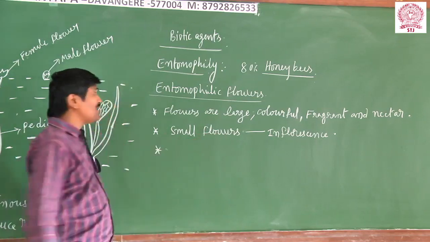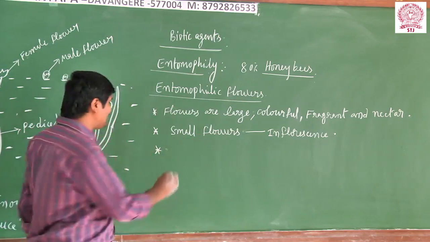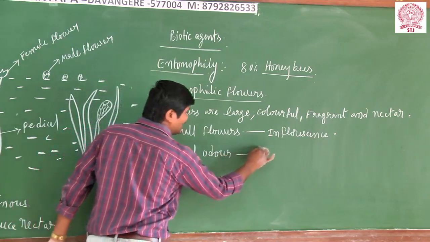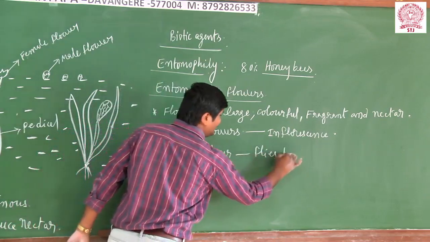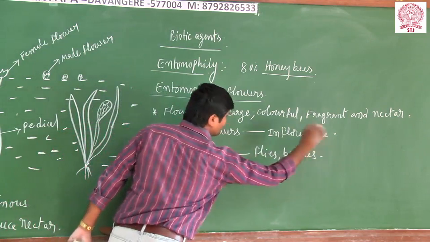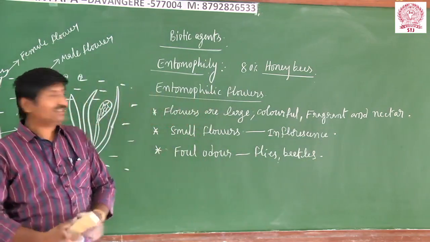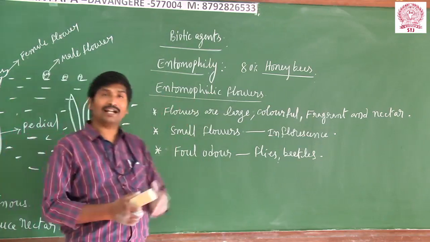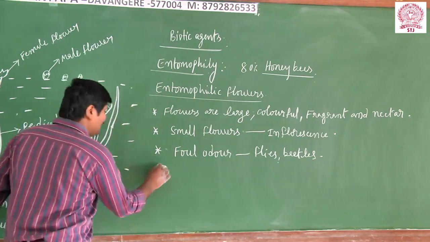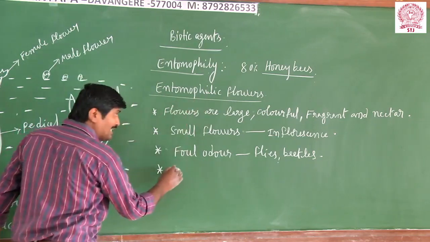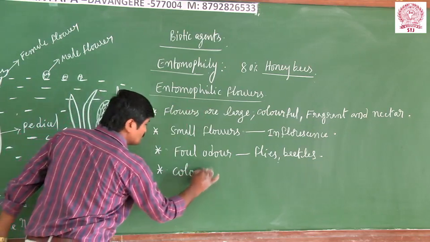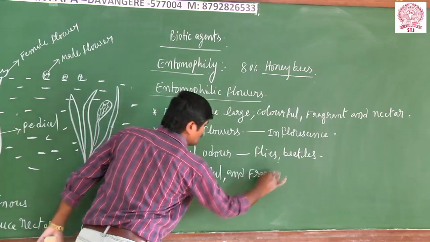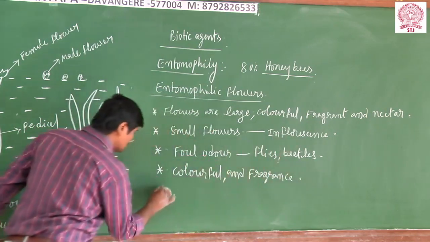Next, some of the entomophilic flowers release a foul odor to attract flies and beetles. Some insect pollinated flowers secrete foul odor for attraction of some kinds of flies and beetles. Next, the flowers are very colorful and fragrant.